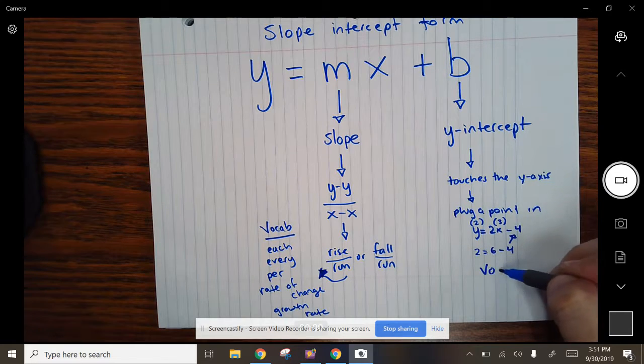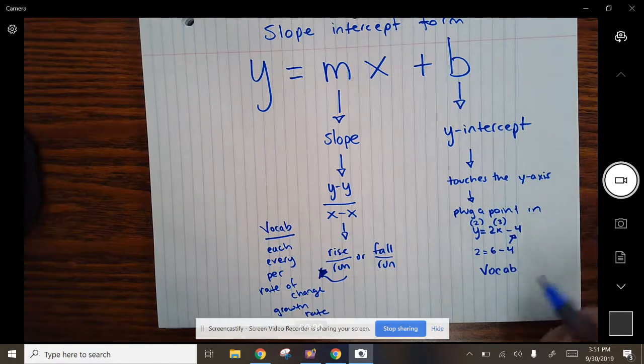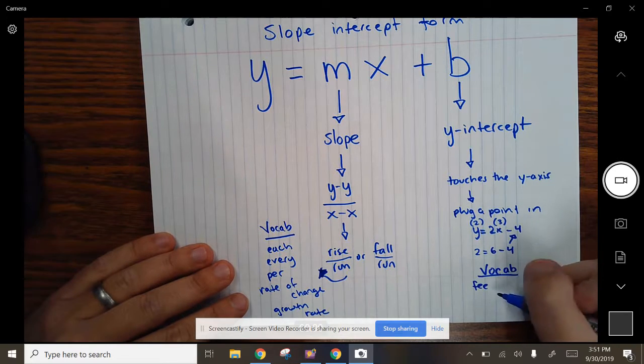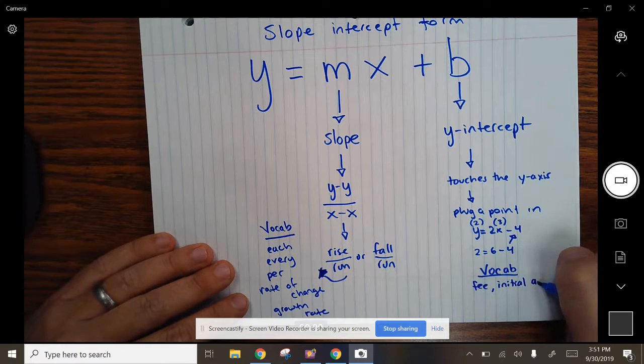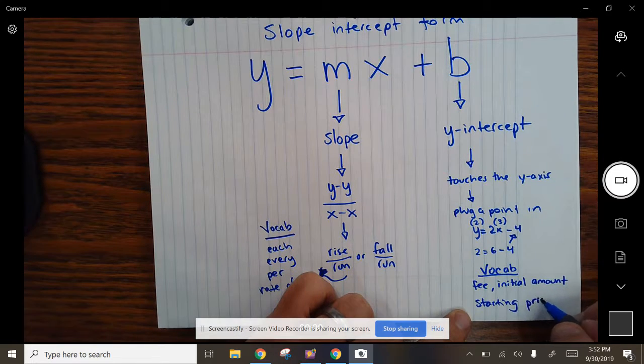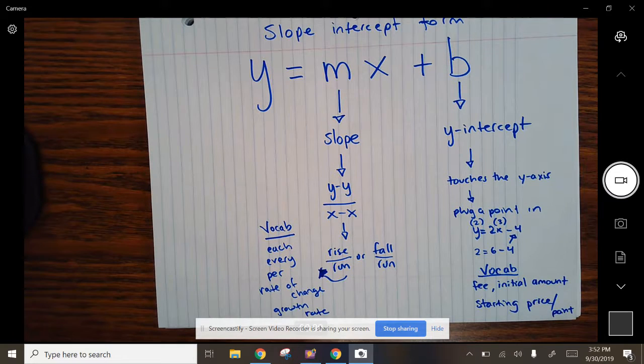And the vocab parts of this is a lot of times like fee, startup fee, initial amount, the starting point. We'll put starting price or point. And there's a lot going on here. Okay, so right now we're going to go through this.